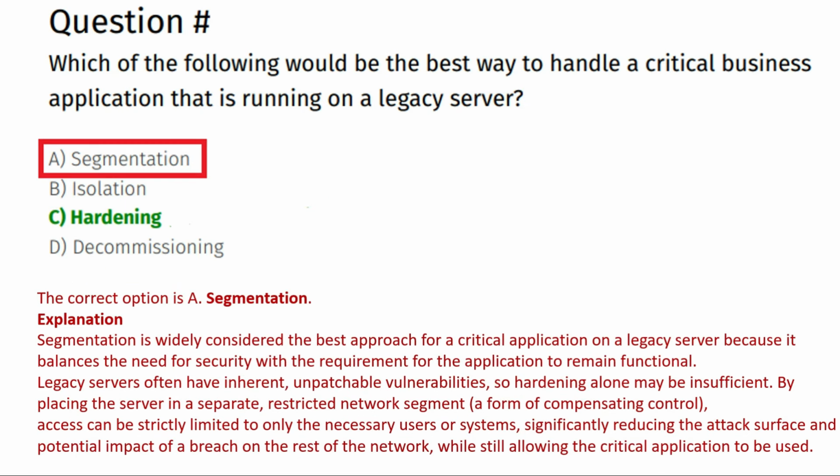Next question is, which of the following would be the best way to handle a critical business application that is running on a legacy server? Option A, segmentation. Option B, isolation. Option C, hardening. Option D, decommissioning. And the correct answer for this question is option A, segmentation.